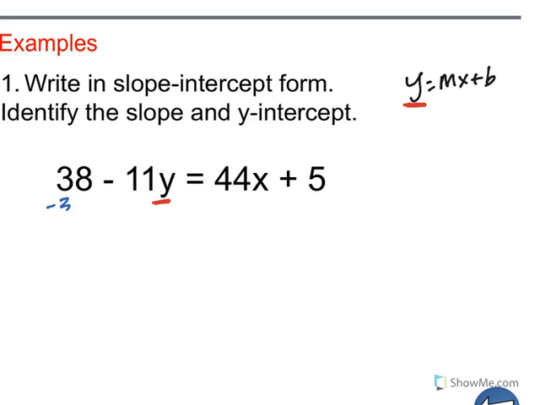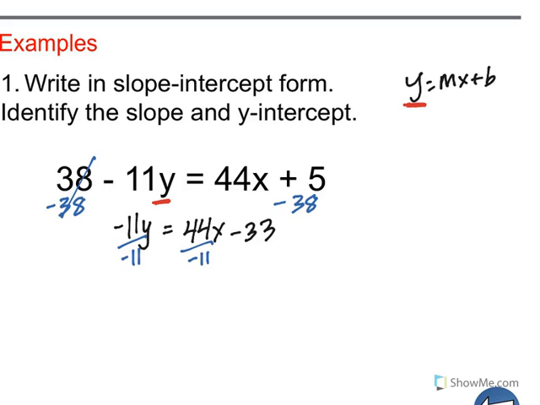So we're going to first subtract the 38 from both sides, moving that away from the y. It takes away the 38 from this side. And what we're left with is negative 11y is equal to 44x minus 33, because 5 minus 38 is negative 33. And then the last thing that we would do here is divide everything by negative 11, because we need to move the negative 11 away from the y.